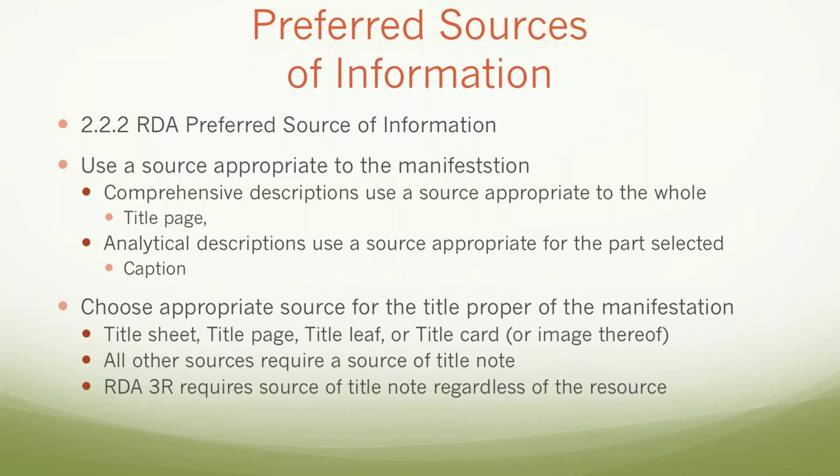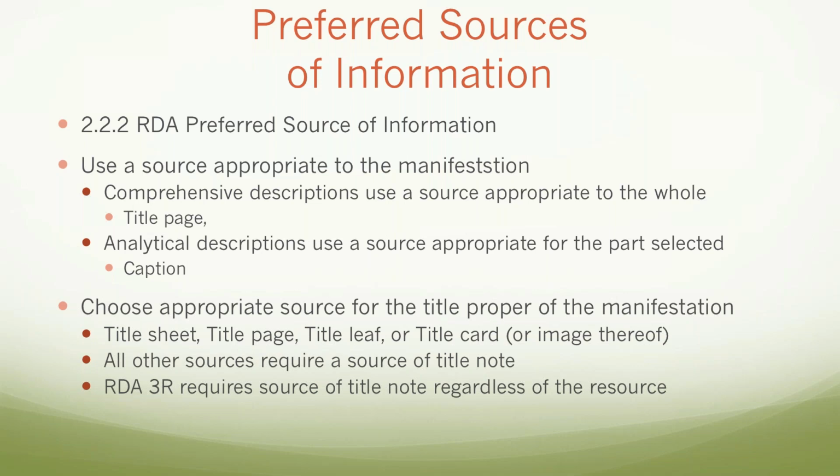If you've got things that are like a pile of sheets, let's say you've got a portfolio, like an envelope that's full of different posters, and you want to catalog it as a comprehensive description, you would probably be looking at the title sheet if it has that, or otherwise the container itself.